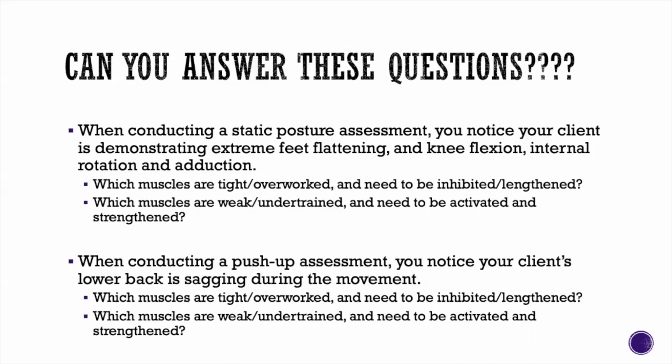As we move into our movement assessments, we can do it with those as well. So for example, with a push-up assessment, you might notice that the lower back is sagging whenever they're performing the push-ups. So we can look that information up and discover which muscles are tight and overworked, and these are the ones that need to be inhibited and lengthened, and then which ones are weak and undertrained and need to be activated and strengthened. So right now, we are just starting at this basis of doing these assessments and then looking up with the information that we have, what muscles are the ones that are being affected, either because they're tight and overworked or because they're weak and undertrained.